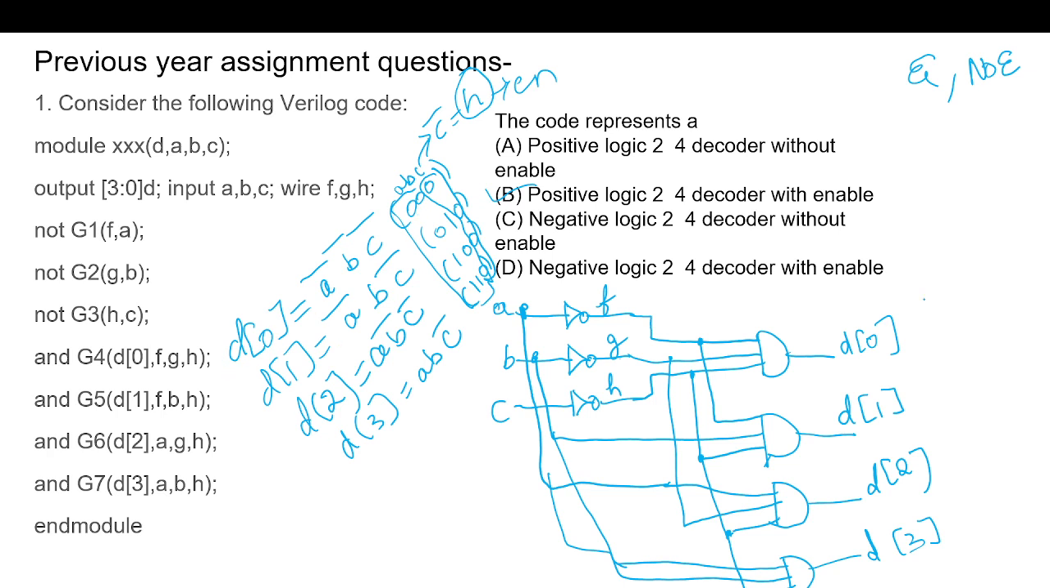So if I say enable is 0, I'm enabling it. H is 1, and then I'm giving 1. So 0, 1 means I will get 1 here. Because of this, it is a positive logic with enable signal. So the answer is B.